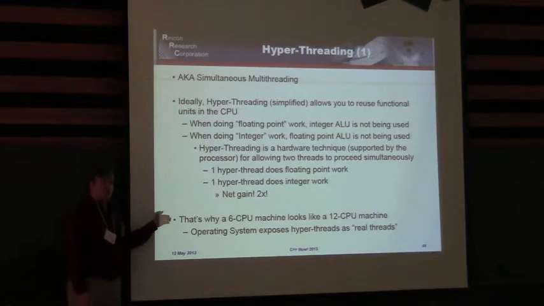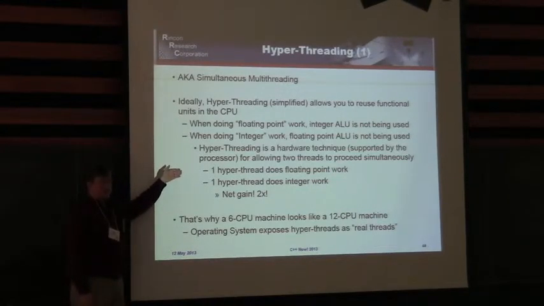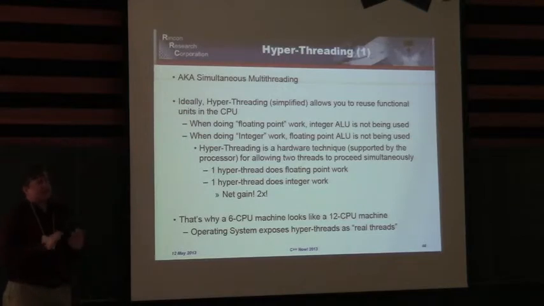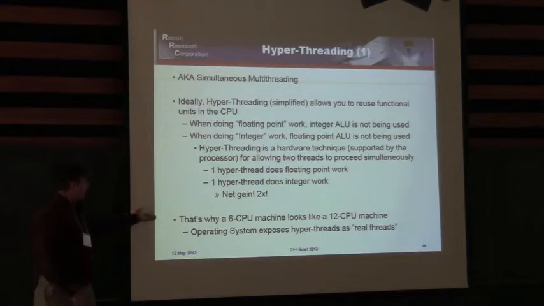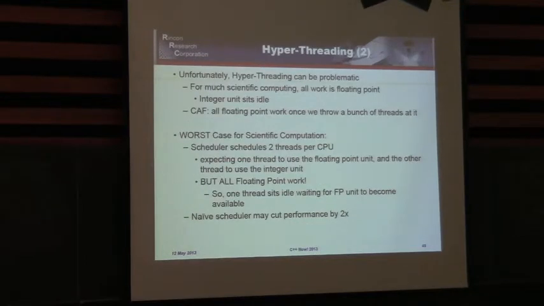And this is why a 6-core or 6-CPU machine looks like a 12-CPU machine, because if you bring up top, it shows you 12 threads because the hardware, the operating system, has exposed these hyperthreads as real threads. On older versions of Linux, you could actually boot a machine with no HT, and it would turn off hyperthreading, so it would only show 6 threads. I kind of remember last time I tried this, it didn't work, but if you really wanted to turn off hyperthreading, you can. I believe there's some way to do that in most operating systems.